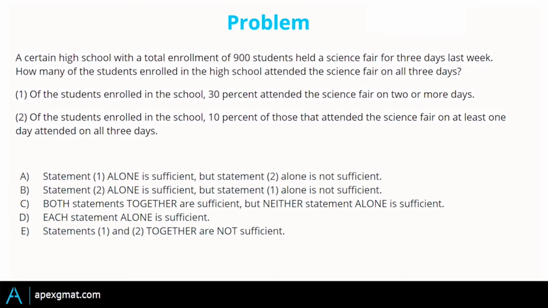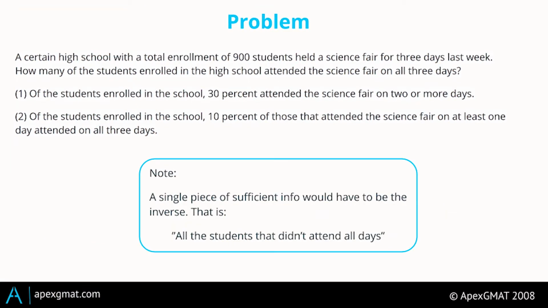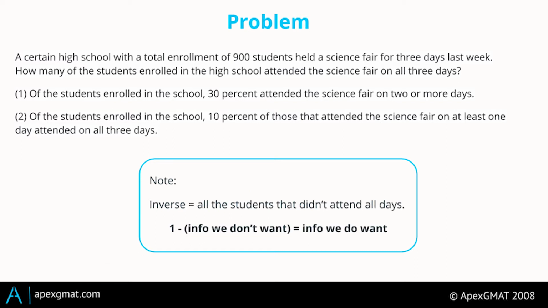And so most likely we're going to need more than one piece of information to come together in order to give us the precise amount. The only way typically that we would have a single piece of information be sufficient is if they gave us the inverse and told us how many or what percentage or what fraction of students didn't attend on all 3 days, where we could then compute the opposite.